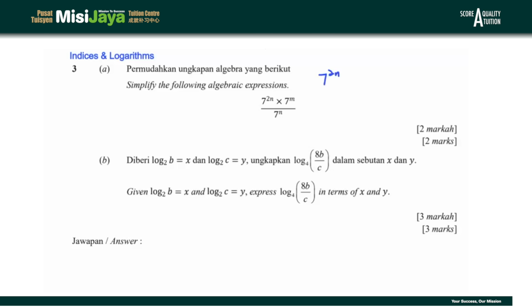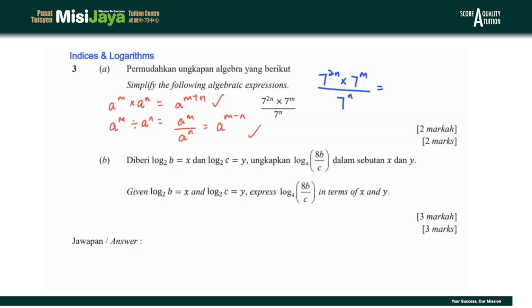So 7 power 2n times 7 power m, then over 7 power n. Okay, so let's revise back a bit of law of indices. If it's a power m times a power n, if the base is the same, then we can add up the power, become a power m plus n. Okay, so what if it's divide? If it's a power m divided by a power n, with the same base, we minus the power. So when we want to combine under one base, we minus the power. So we're going to use these 2 laws of indices to solve this question, okay?